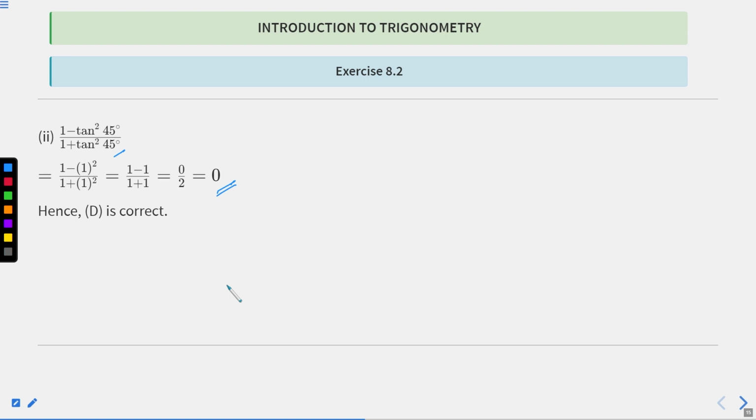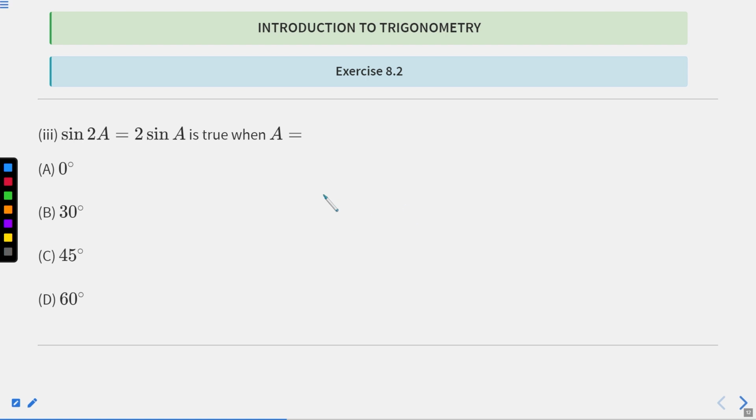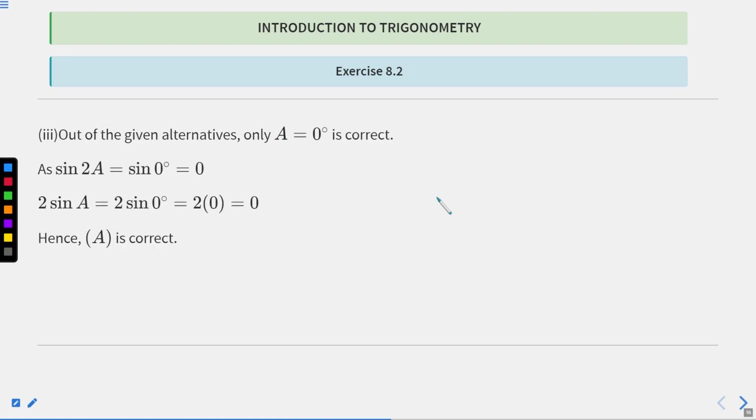And now let us move to question number 3. Here we have sine 2a is equal to 2 sine a, and it is true when a is what? So we need to find the value of a. Let us solve it. Out of the given alternatives, only a equal to 0 degree is correct. Why? As sine 2a is equal to sine 0 degree, which is 0, and 2 sine a is equal to 2 sine 0 degree, that is 2 times 0, which is 0. Hence option A is the correct option.